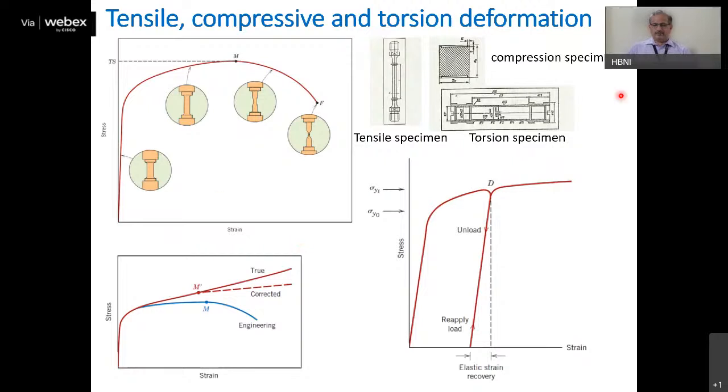So generally, engineers do three different kinds of stress-strain measurements in order to get the tensile strength, compressive strength, or torsional strength, or the shear strength. So different kinds of specimens are prepared from the bulk sample. For example, this kind of long specimen is prepared in order to study the tensile stresses.